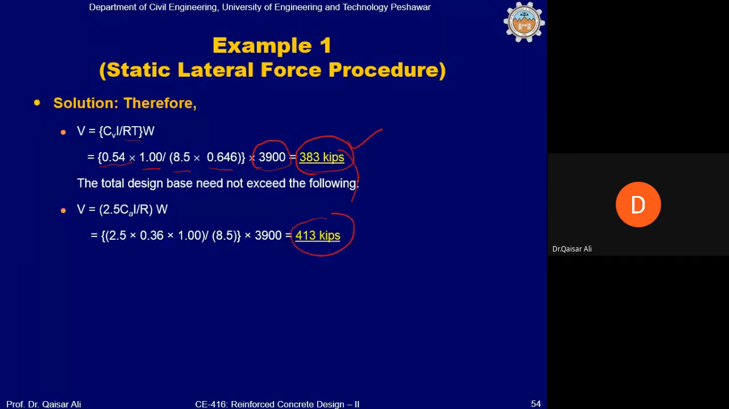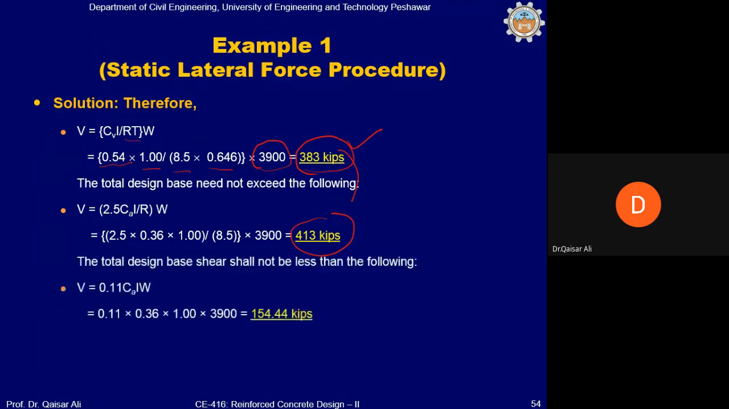So this value, 383 kip, is less than this. This is okay, but it should not be less than the value obtained from this equation: 0.11 Ca I W, which is 154.44 kips. The value 383 kip calculated from this basic equation is within the range of 413 and 154. So this value is okay.